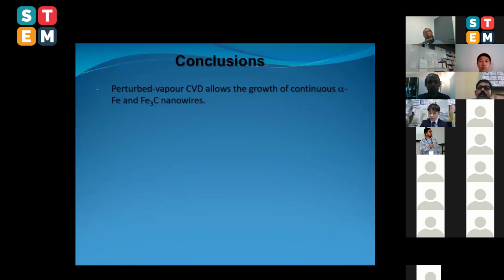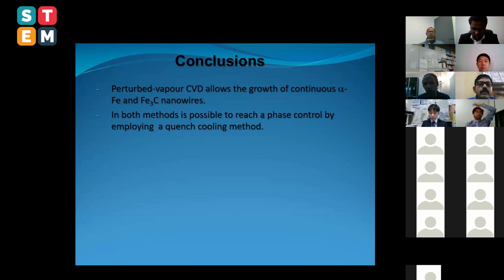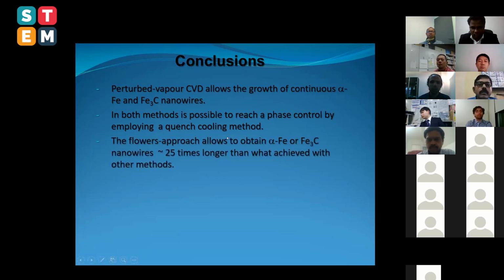In conclusion, locally perturbed-vapour CVD is a method that allows growth of really continuous nanowires. These nanowires can be chosen to be either alpha iron or iron carbide. When you control the cooling rate, you can easily obtain iron carbide nanowires by applying fast cooling, a quench method. So you can reach phase control. In the flower-like structures, what is very important is that the nanowires are 25 times longer than what is achievable in a laminar flow approach. So you could think about this for fabricating devices.